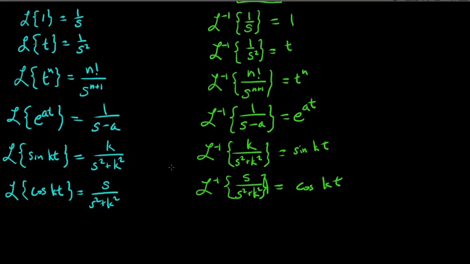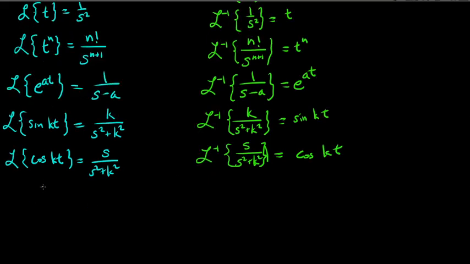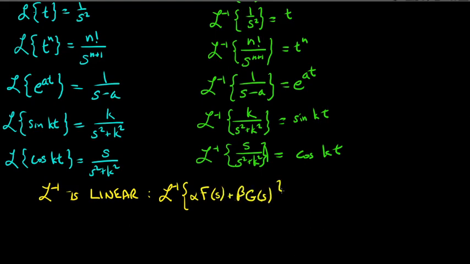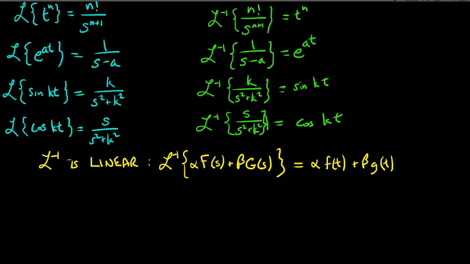And like the Laplace transform, the inverse Laplace transform is also linear. Okay, so remember what that means. If I take the inverse Laplace transform of, let's say, alpha times capital F of s plus beta times capital G of s, then you're just going to get alpha times little f of t plus beta times little g of t, right? So this allows us to calculate inverse Laplace transforms more easily.